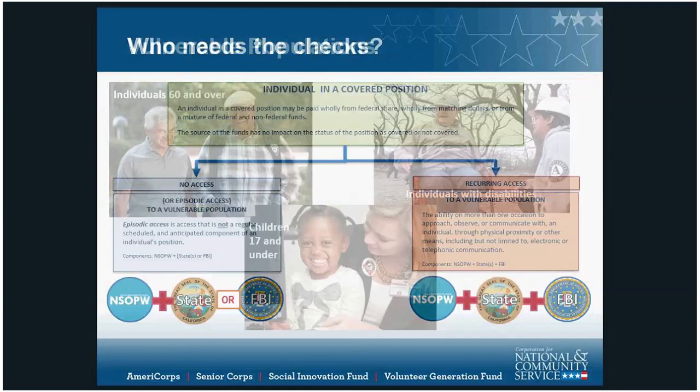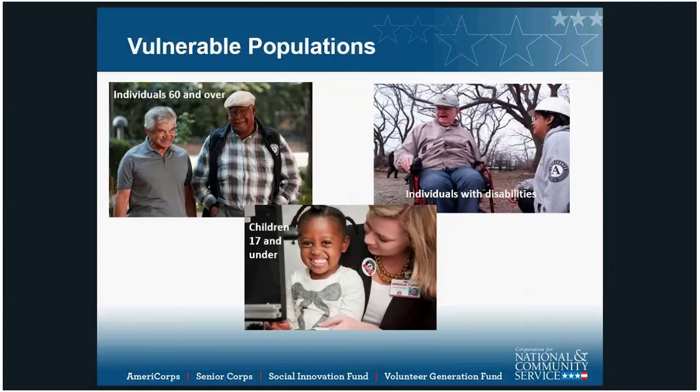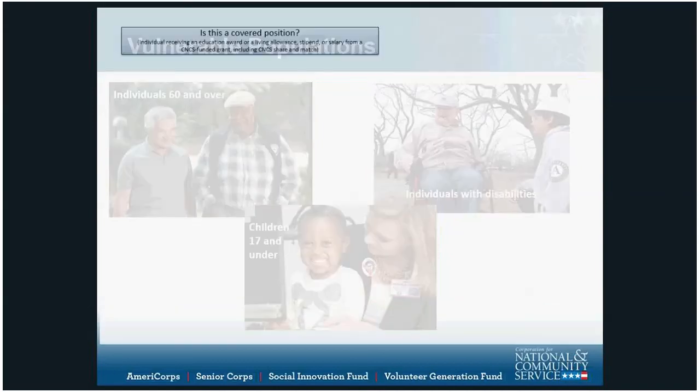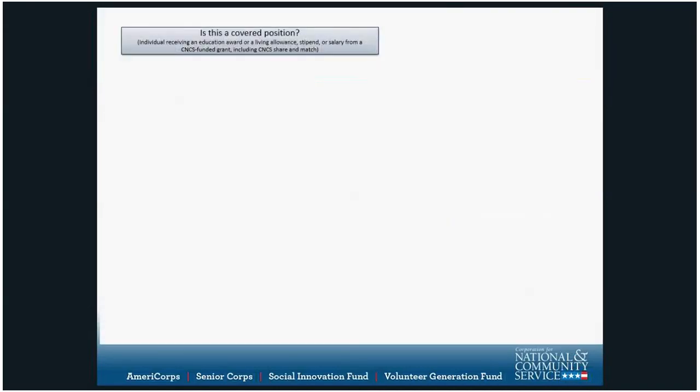I've mentioned vulnerable populations a couple times. You guys may define it differently for your programs, but there's a very specific definition for criminal history checks. It's going to be individuals 60 and over, children 17 and under, and individuals with disabilities. So that's what we mean when I say vulnerable populations. So just quick overview. When you're considering who needs to get checked, who needs to undergo the National Service Criminal History Check, first question you're going to ask is this a covered position? Does this person receive CNCS grant funds, match funds, or a combination of the 2? No? Then no criminal history checks required.